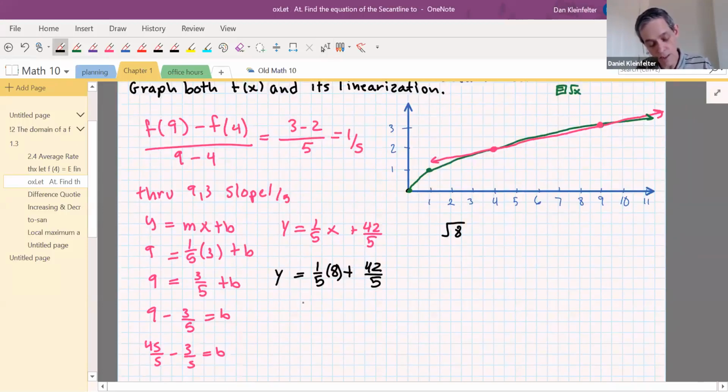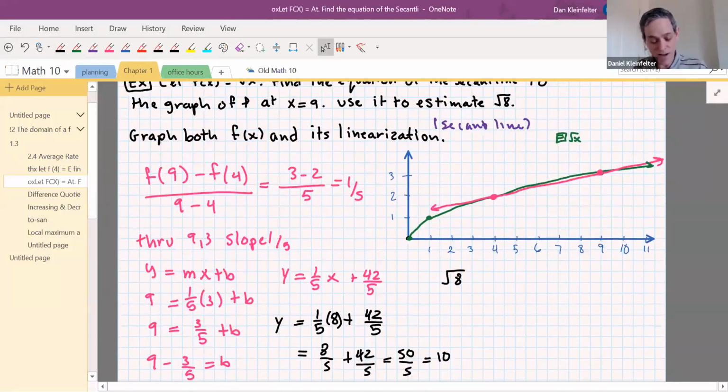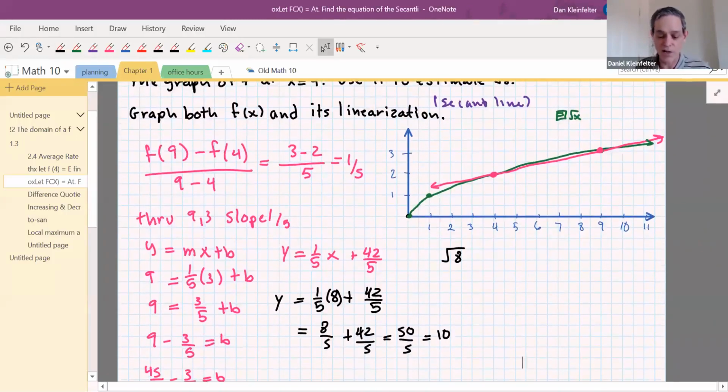Okay, so this will be 8/5 plus 42/5, and that's 50/5. And that doesn't seem right. I messed up somewhere. Let's see. So how do I know that's wrong, right? Because that y value should be nowhere near 10. So there's an issue there that I'm going to have to fix. So give me a second to do that.